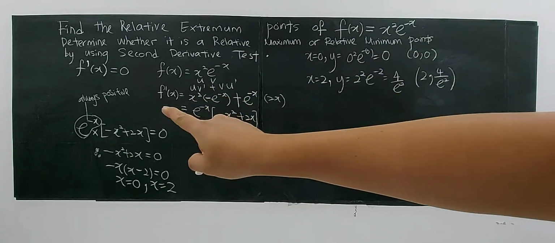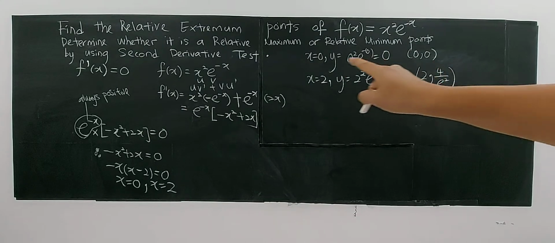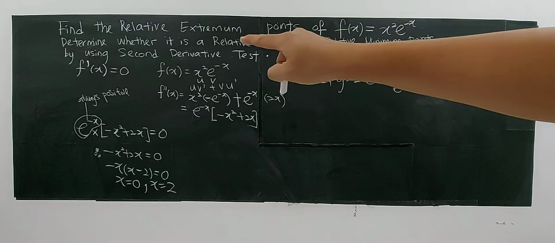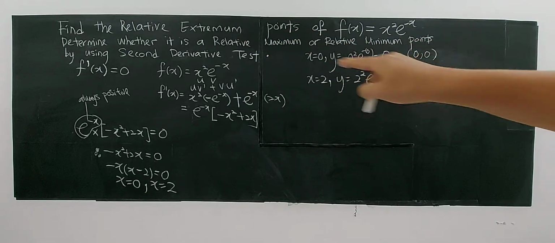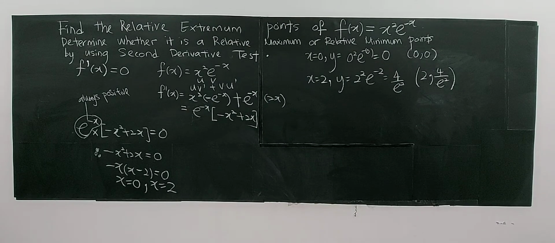This is because dy/dx equals 0. These will be your relative extremum points, but you don't know whether they are maximum or minimum points. That's why the question says to use the second derivative test. Let's see how I'm going to use it.